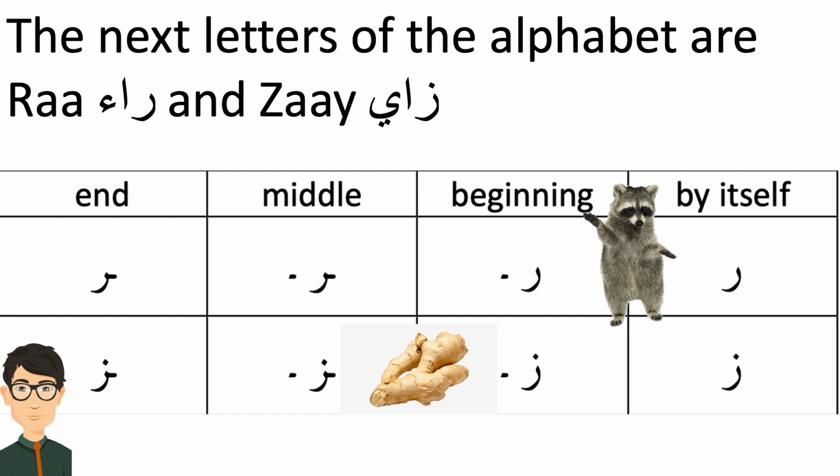The name of the letter zay in Arabic is sometimes pronounced zay and zain, as we discussed. So in both situations, it is the exact same letter. Ra and zay have the same body shape, and zay has a dot above it. And notice that ra and zay do not connect to the following letter. Ra as in arnab, which is in English a rabbit, and zay as in zanjabil, which is in English ginger.